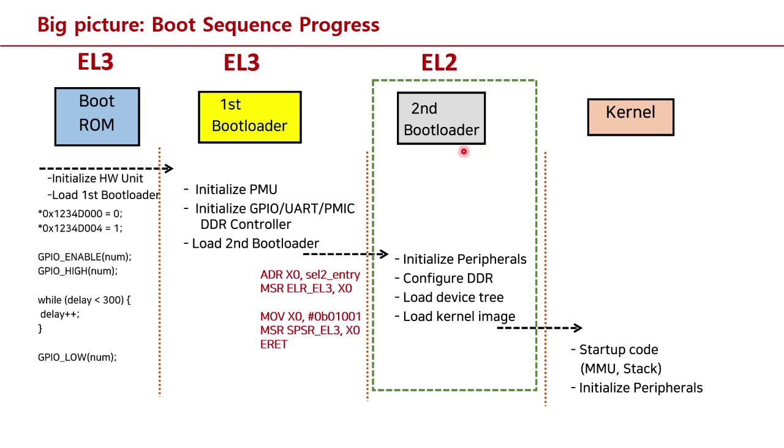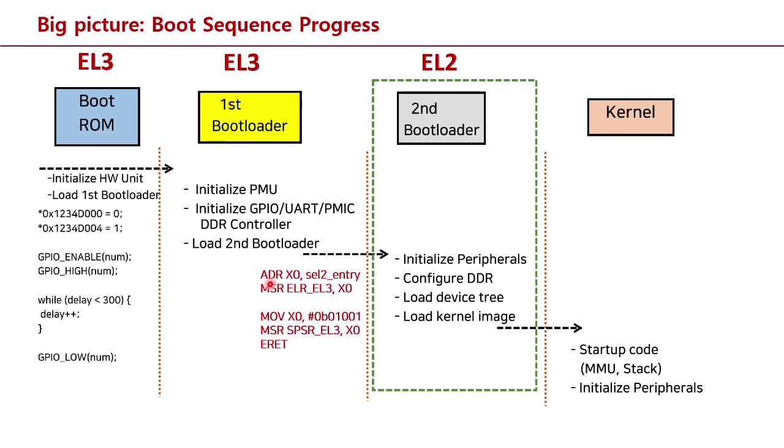There are several system registers suffixed with EL2, and these system registers can be configured at exception level 2. For this operation, these assembly instructions should be executed in the bootloader. After these instructions are performed, the second bootloader will start to run at exception level 2. So let's analyze this assembly routine.